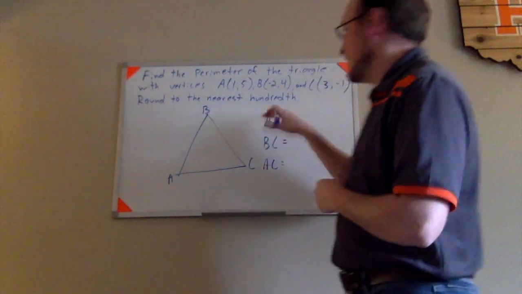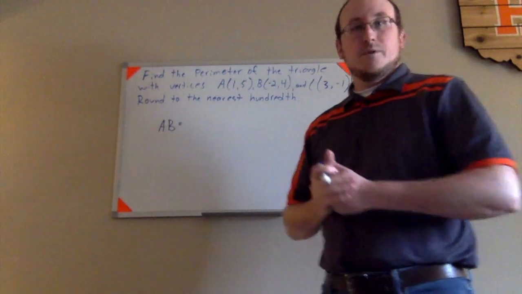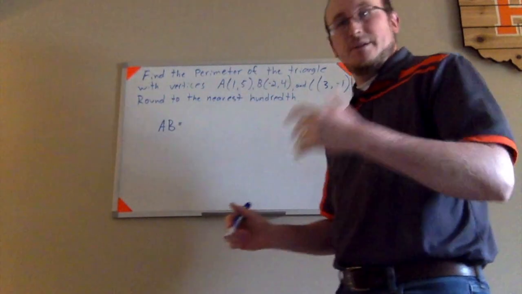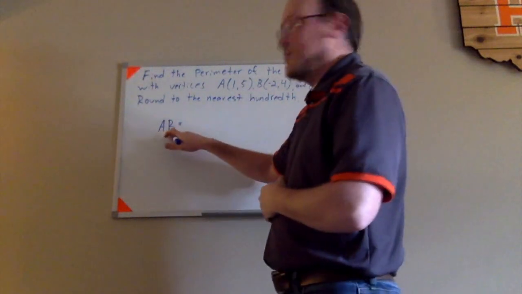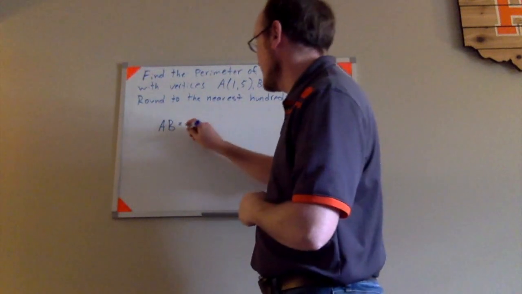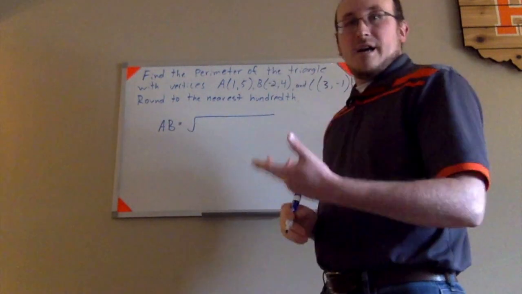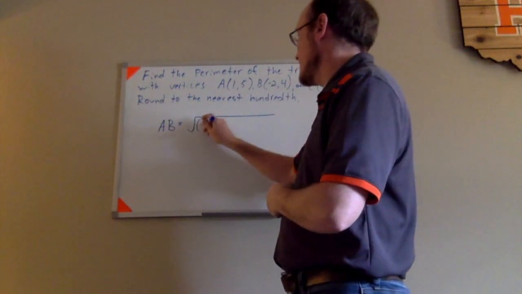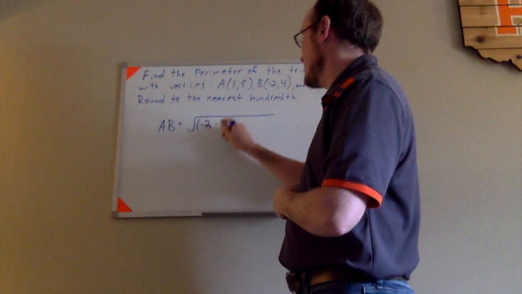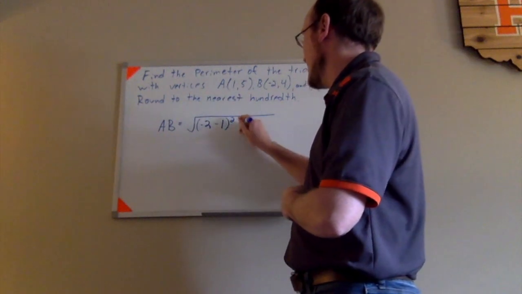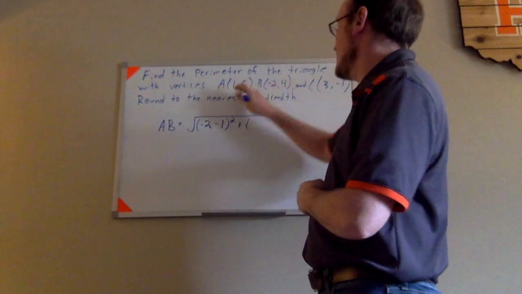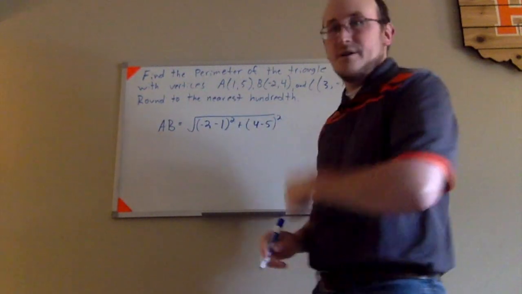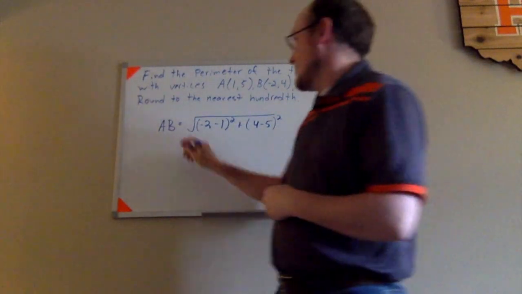Let's find the length of side AB now. Using the coordinates of points A and B along with the distance formula, it would go like this. The length of segment AB is equal to the square root of (x2 minus x1) squared. If I'm using A and B, x2 here is -2 minus x1, which is 1, that quantity squared, plus (y2 minus y1) squared. So I would have 4 minus 5, and again, that quantity squared. Now it's set up, I just have to simplify it.